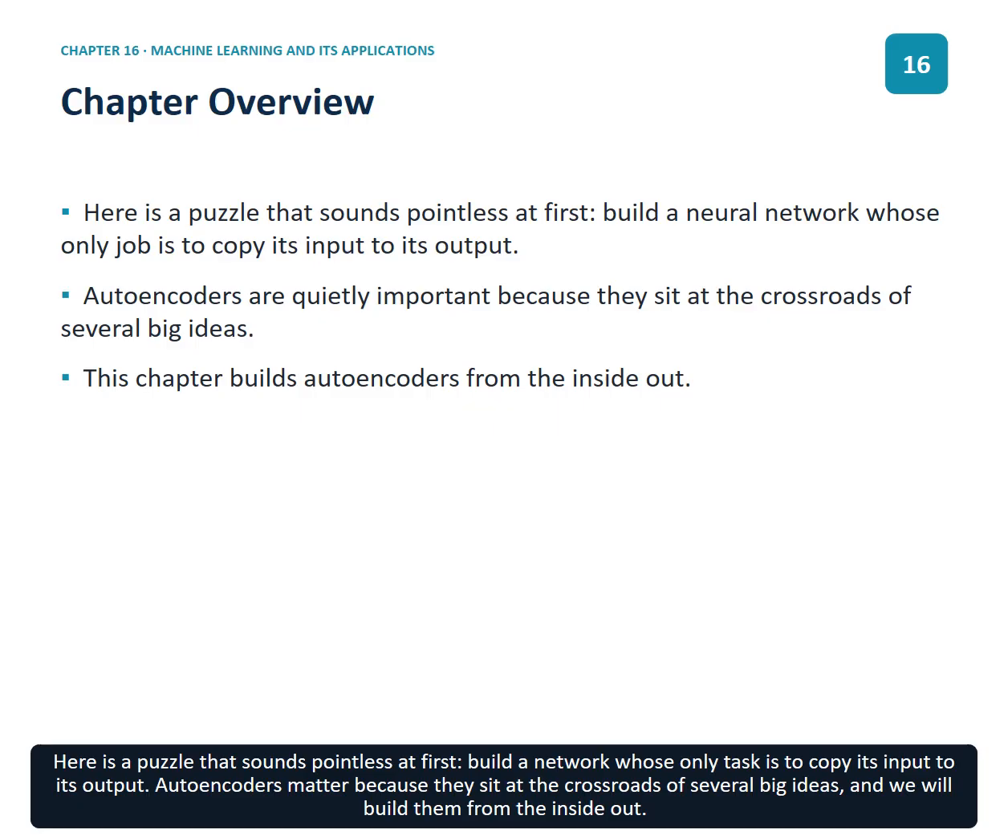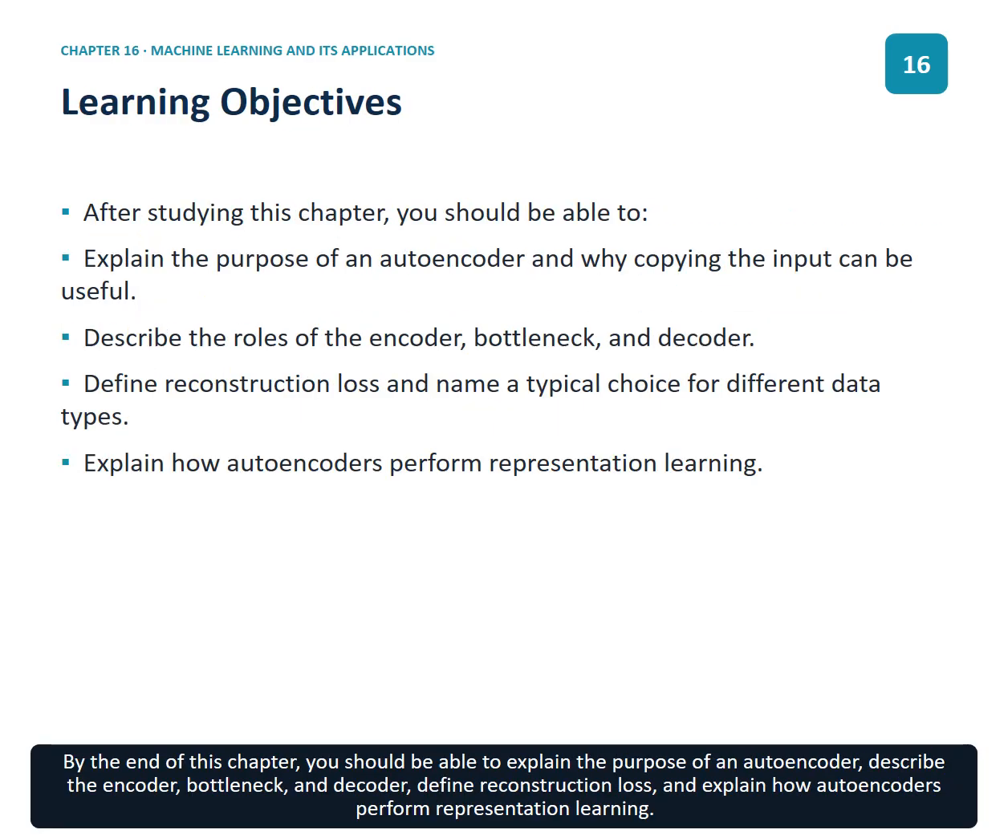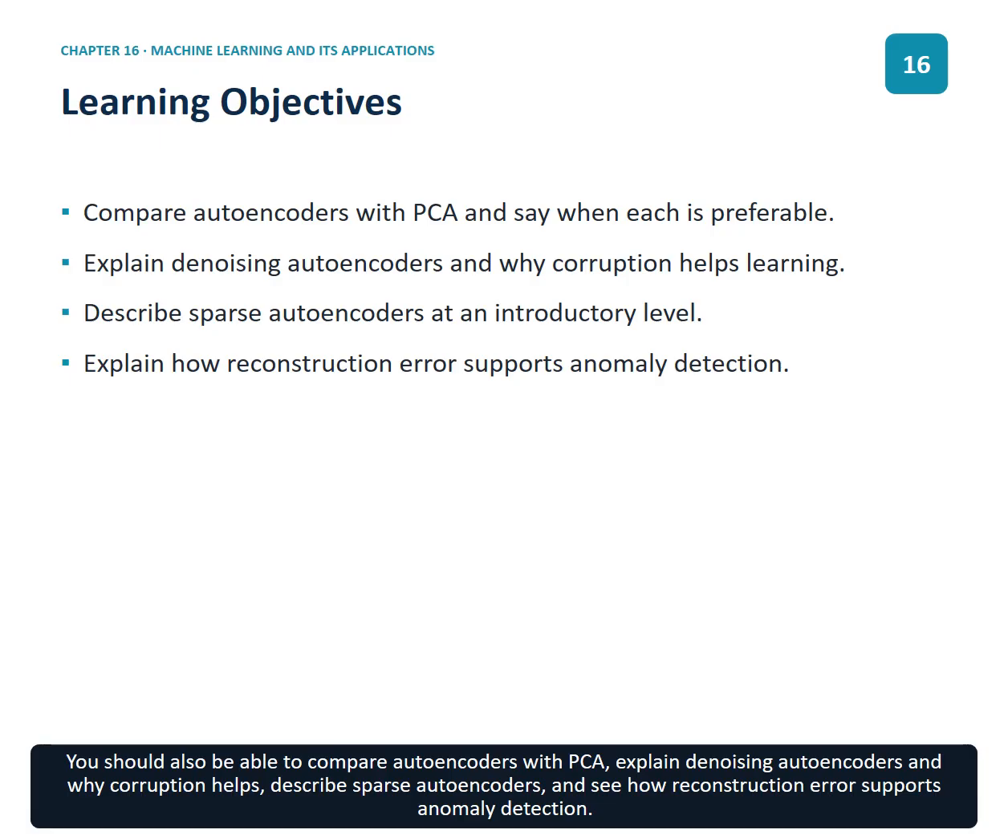Autoencoders matter because they sit at the crossroads of several big ideas, and we will build them from the inside out. By the end of this chapter, you should be able to explain the purpose of an autoencoder, describe the encoder, bottleneck, and decoder, define reconstruction loss, and explain how autoencoders perform representation learning. You should also be able to compare autoencoders with PCA, explain denoising autoencoders and why corruption helps, describe sparse autoencoders, and see how reconstruction error supports anomaly detection.